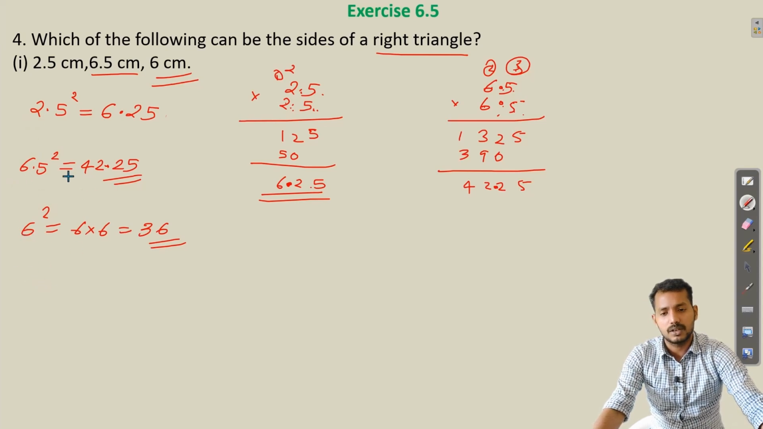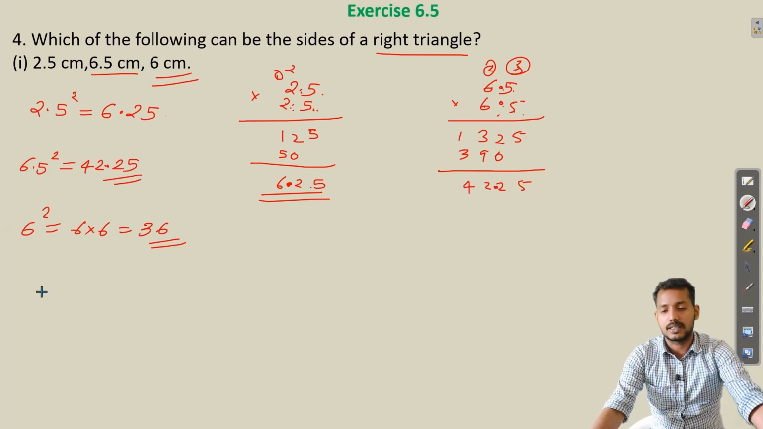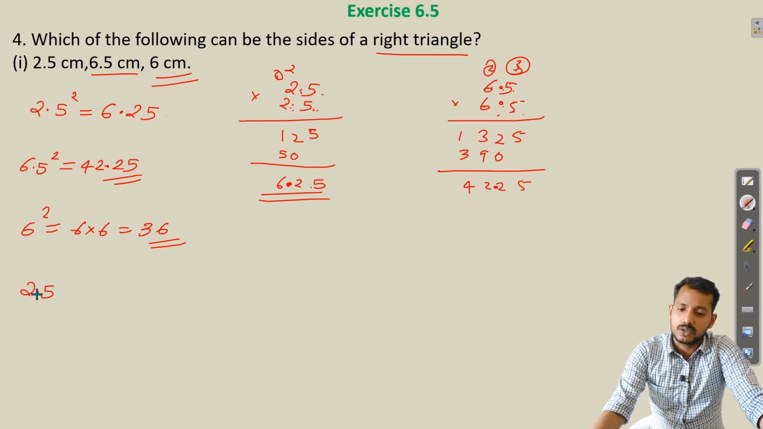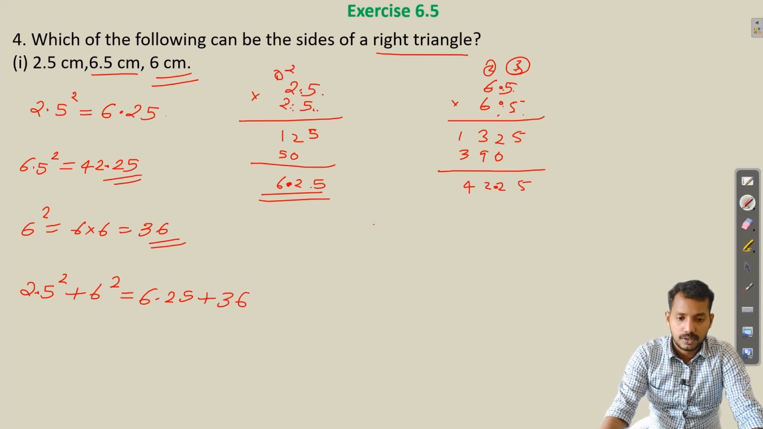Now we can see that we just add the 2.5 square and 6 square, because 6.5 is the greatest side, am I right? So this could be the hypotenuse if these are the sides of a right angle triangle. It is not possible for the others to be the hypotenuse because this is the greatest one. So keep it as it is and just add the other two sides. That means 2.5 square plus 6 square, which is 6.25 plus 36. Am I right?